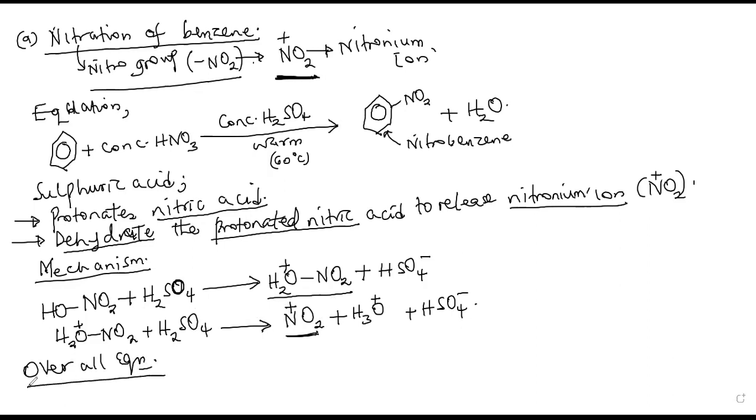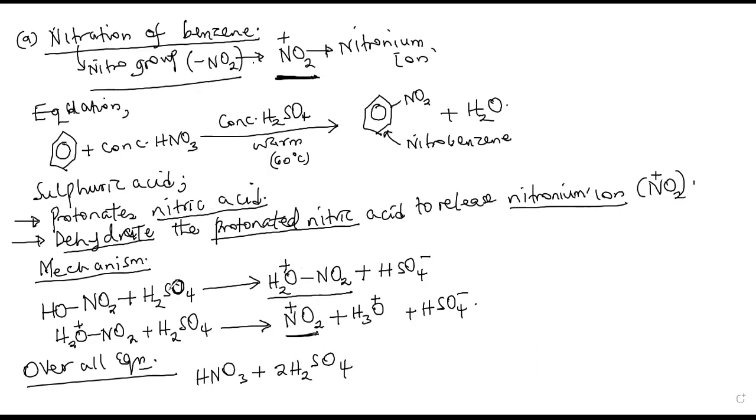The overall equation that initiates the reaction, whereby protonation and dehydration are all considered in one. So one can write it as nitric acid plus 2 molecules of concentrated sulfuric acid. Why 2 molecules? Because 1 molecule is going to be used in protonation and another molecule is going to be used in the dehydration of the protonated nitric acid. So we shall consider 2 molecules of concentrated sulfuric acid.